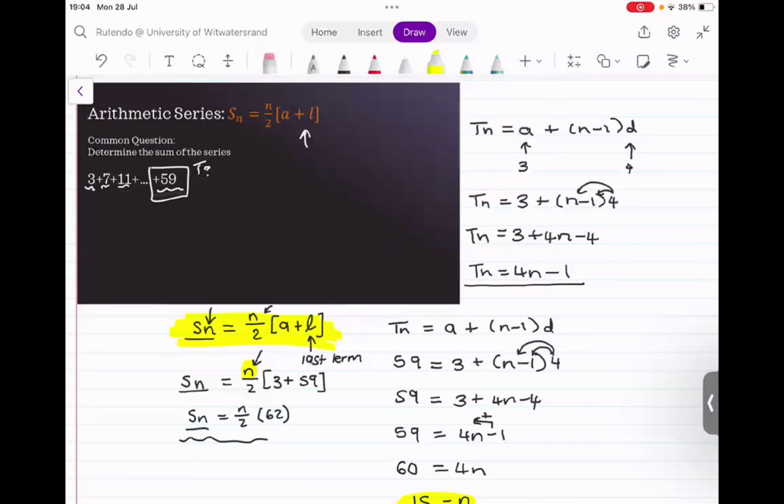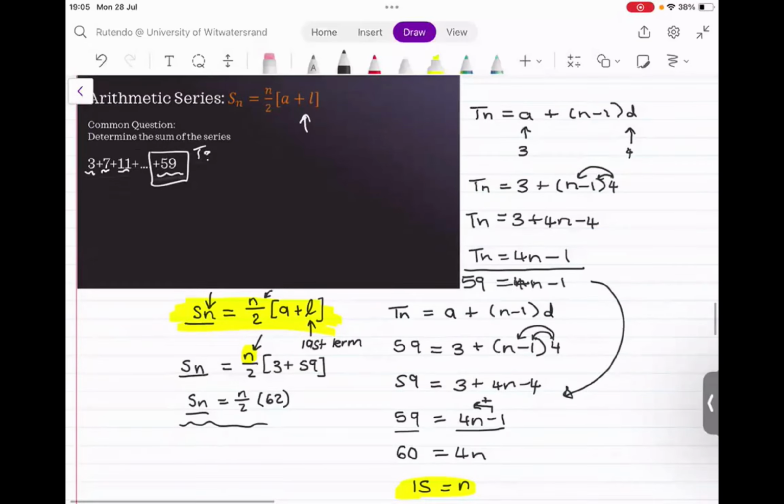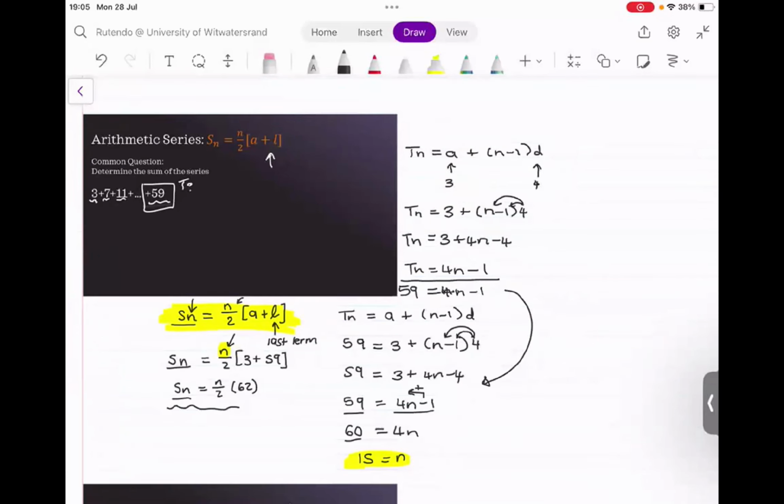Okay, so we can then say, I want my T of 59. I want to know what my n is, 4n minus 1. That's what we did here. I have 59 equals 4n minus 1. Then I said 60 equals 4n because I moved that to the other side, and I found my n to be 15. All right. So now I know what my n is.